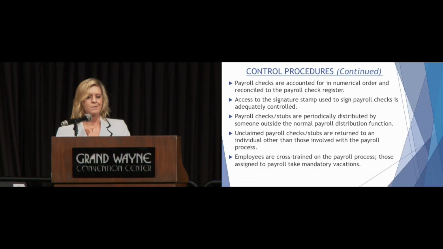So I know we do direct deposit, and we would get a notice, we would get one in the mail. They used to. They don't do it that way anymore. But even if you're doing direct deposit notices, just making sure that that employee has access to that direct deposit notice or that check stub, whether you deliver them to the departments and they deliver it, same way with the check distribution. There should be someone that those checks go to other than just the payroll person. Unclaimed payroll checks or stubs are returned to an individual other than those involved with the payroll process.